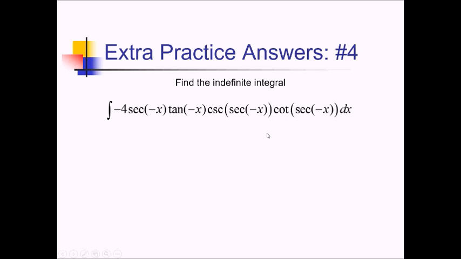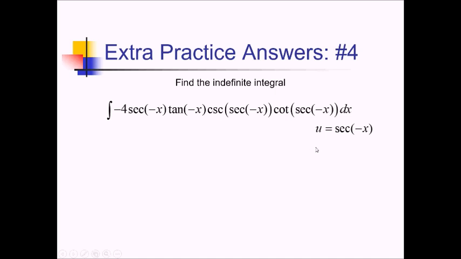one thing I am noticing is that I have some inner functions, specifically these secant of negative x's here. And the derivative of secant of negative x, which would involve a secant and a tan, is elsewhere in the problem. So maybe I could try some u substitution on this to make things a little easier on myself. Let me start by letting u equal secant of negative x. That's the biggest inner function I can find here.